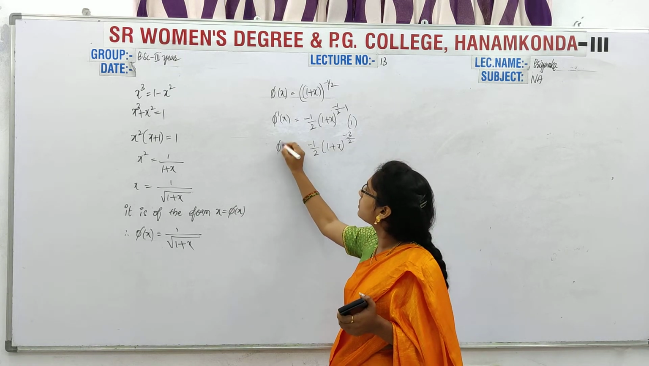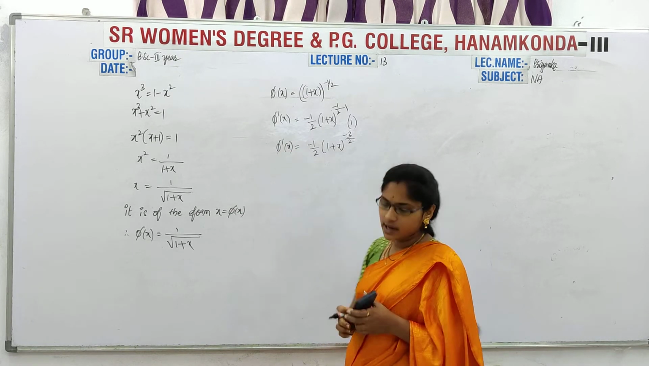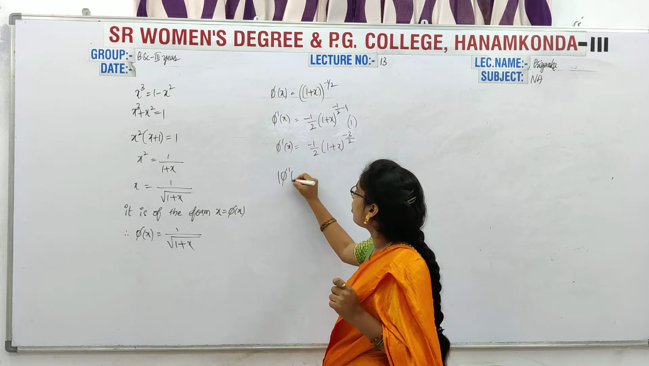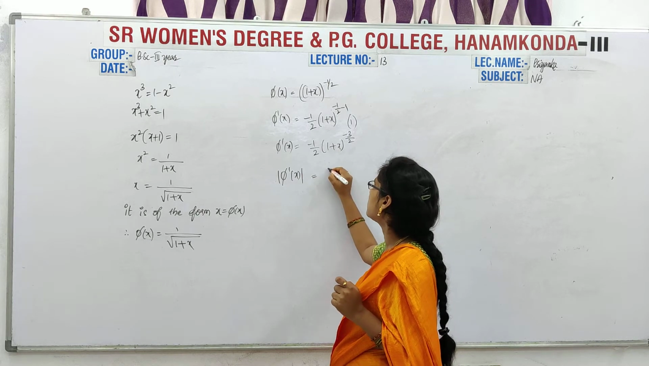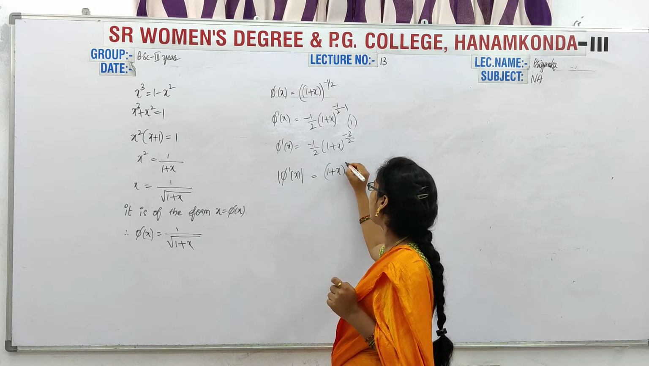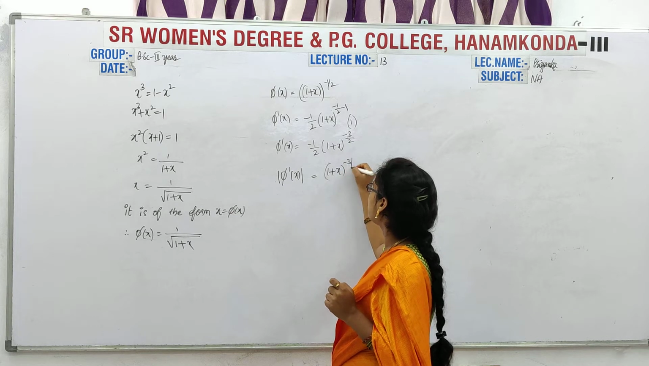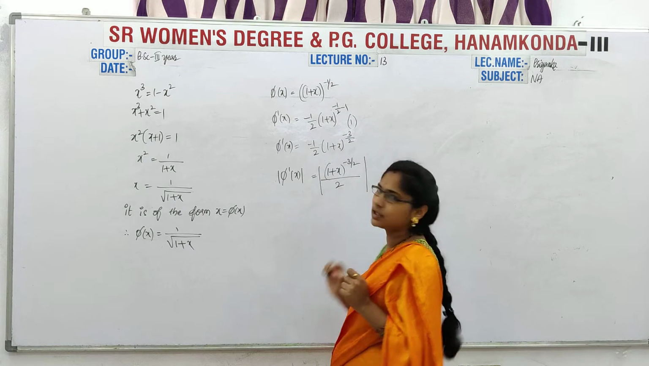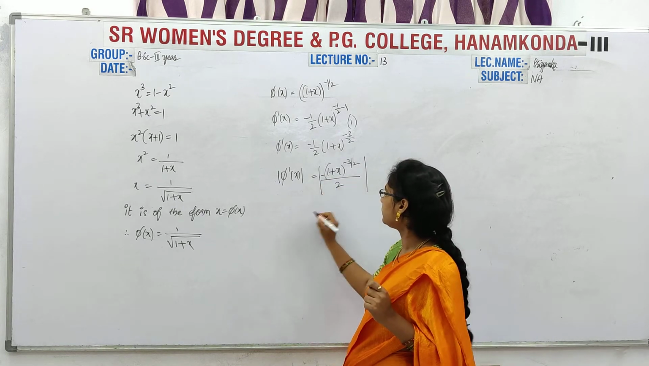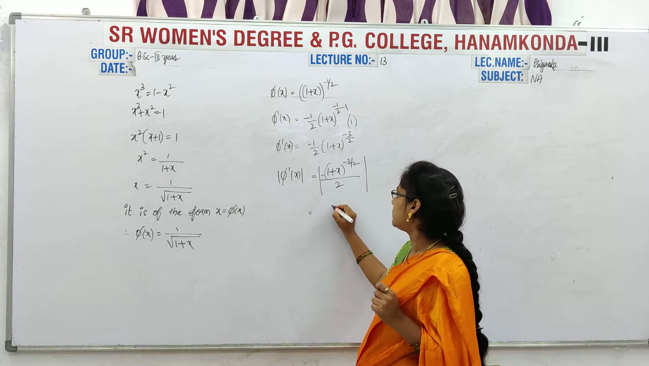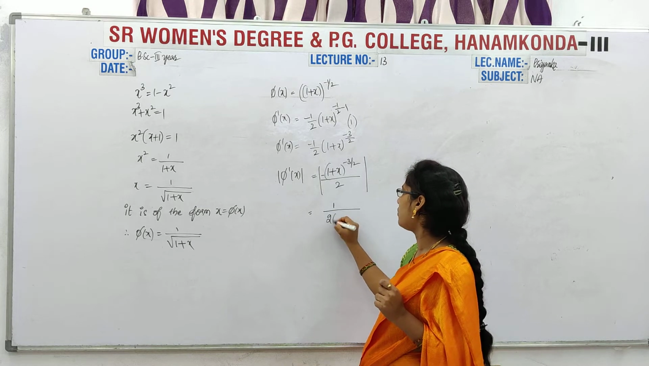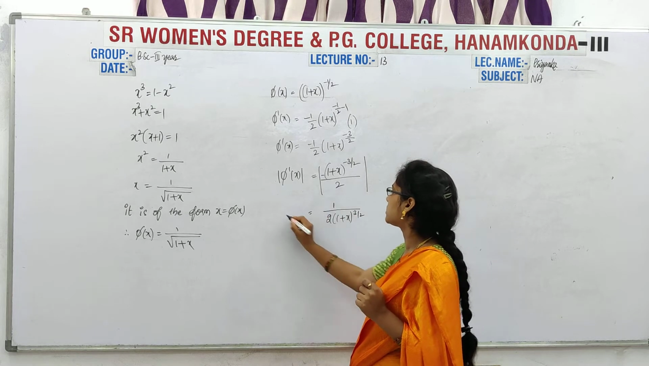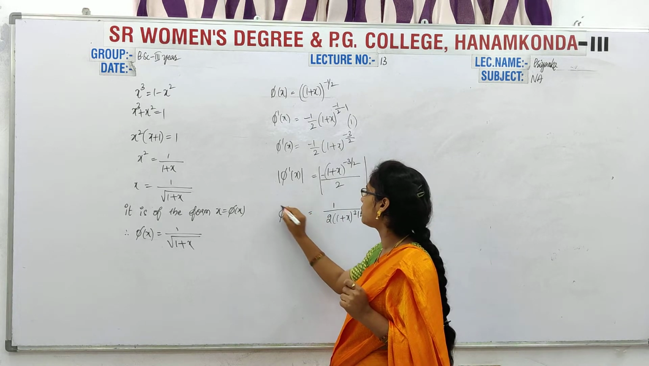Okay, so now it is nothing but phi dash of x. Now here we have the value of phi dash of x. Now I am taking the modulus of phi dash of x, that means 1 plus x whole to the power of minus 3 by 2, divided by 2. Because modulus means we have to take only the positive value. Now minus means here simply 1 by 2 of 1 plus x whole to the power of 3 by 2. Okay, this is nothing but modulus of phi dash of x.